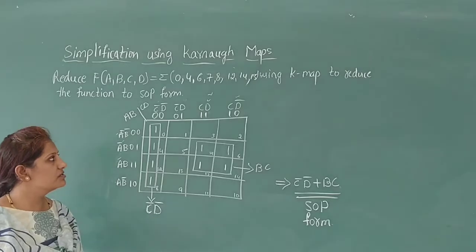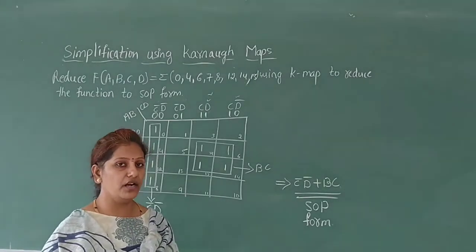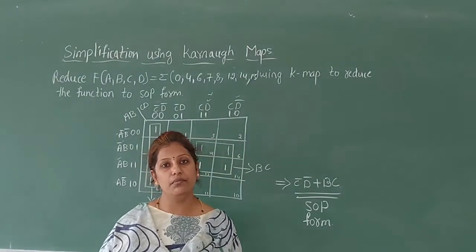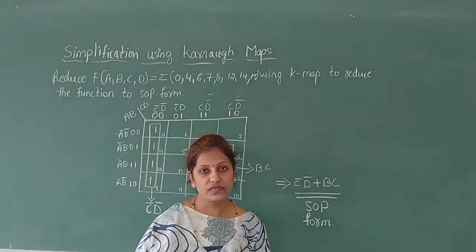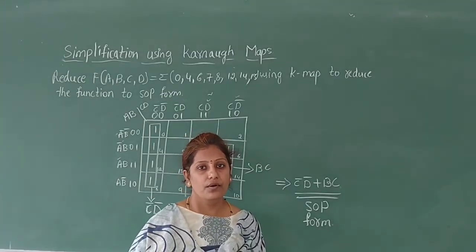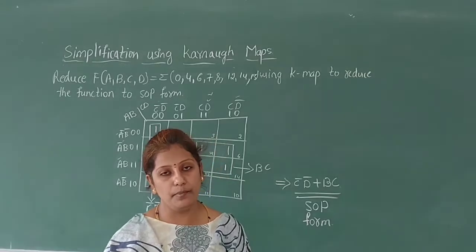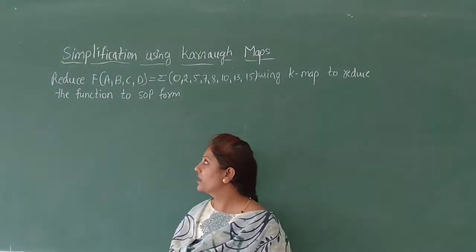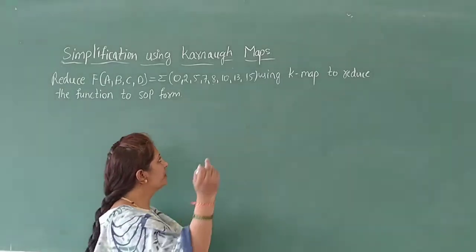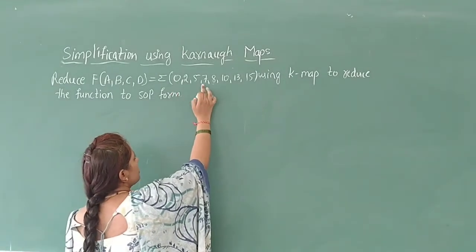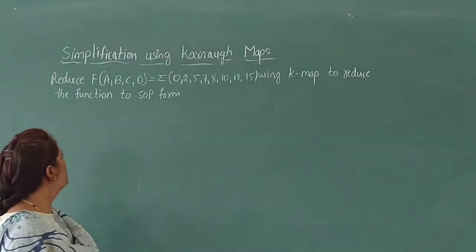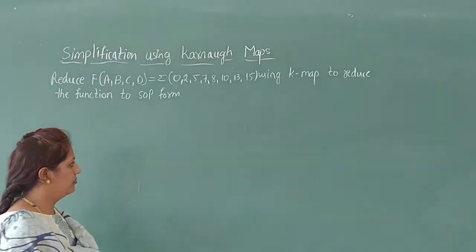This is how we reduce the given Boolean function with designated value by finding the minterm values. Here the expression is reduced by K-map. One more example: reduce f of a, b, c, d with designation value 0, 2, 5, 7, 8, 10, 13, 15 using K-map to reduce the function to SOP form.